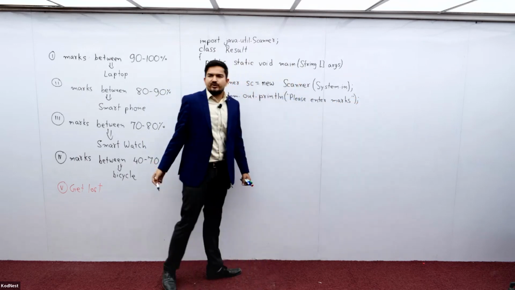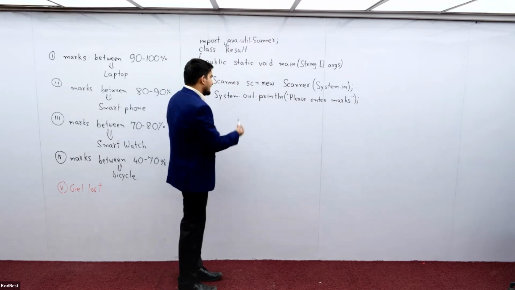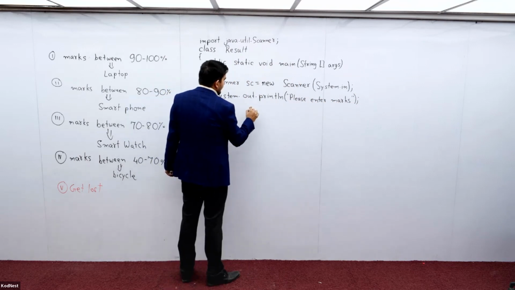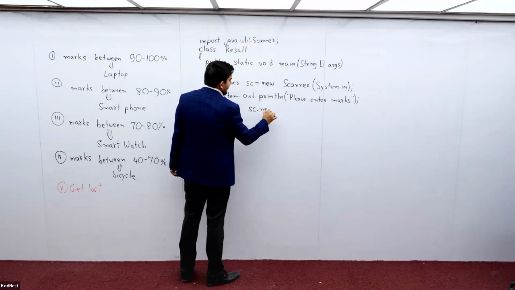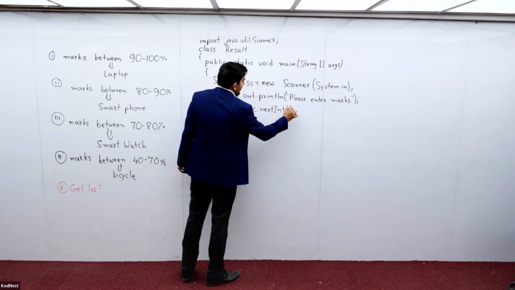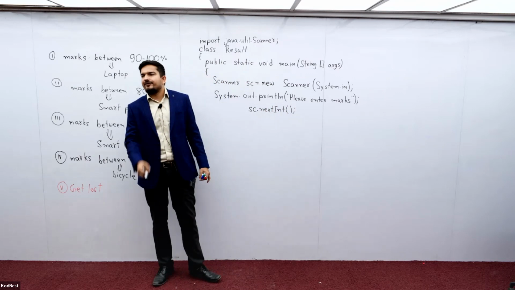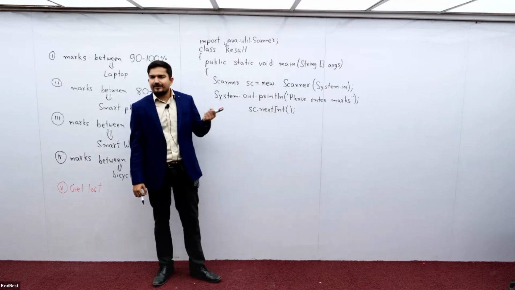Whatever the user is going to enter, maybe I'm going to store it by using what? A method present in the Scanner class. What is the name of the method to accept an integer? We have the nextInt method. With the help of the nextInt method, we can accept an integer from the user. After accepting the integer from the user, we must store it somewhere.